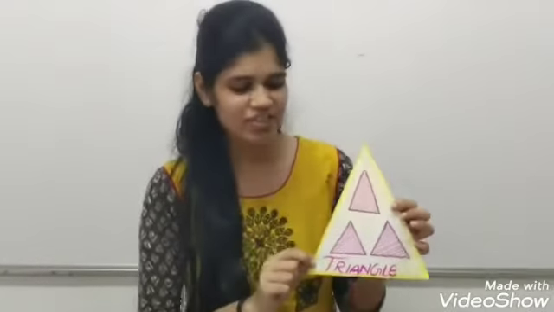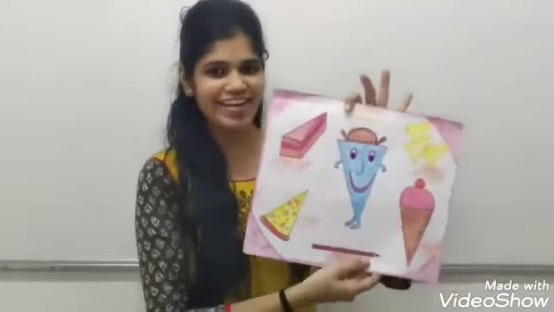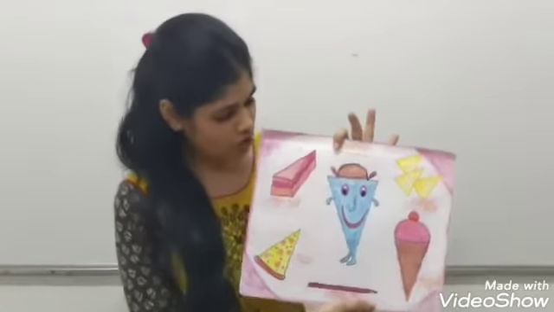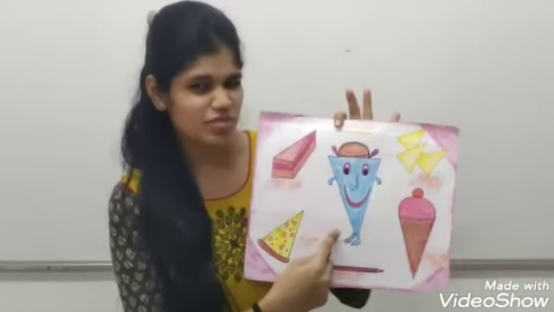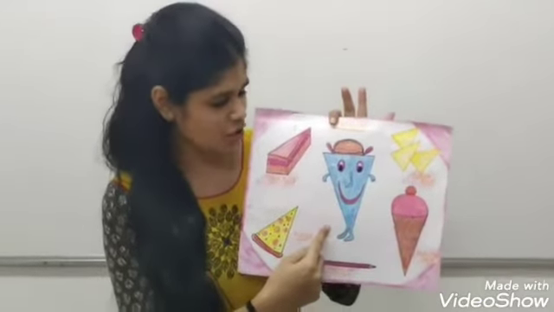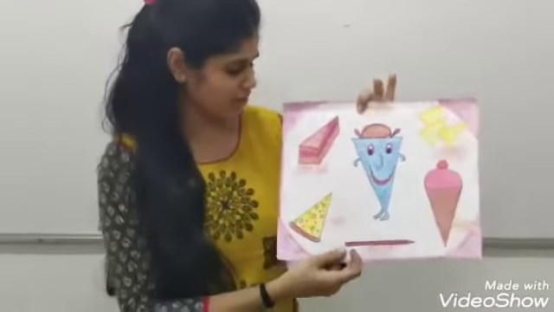Okay, this is a triangle with three sides and three corners. Now I will show you some things that has the shape of triangle. See, who is this? Do you all know who is this? He is Mr. Cool. He is so cool. See, like a ice, he is very cool.